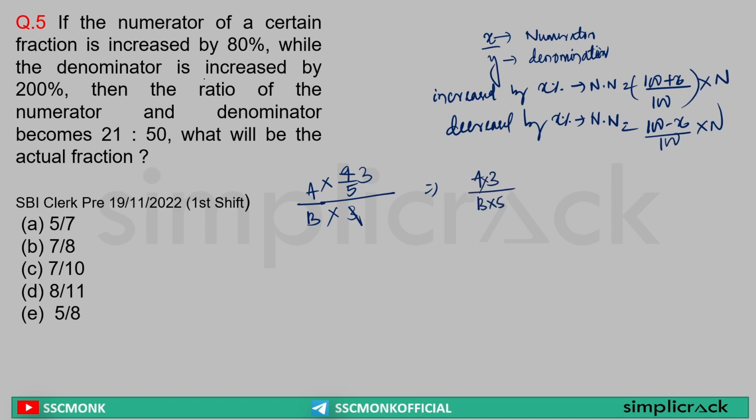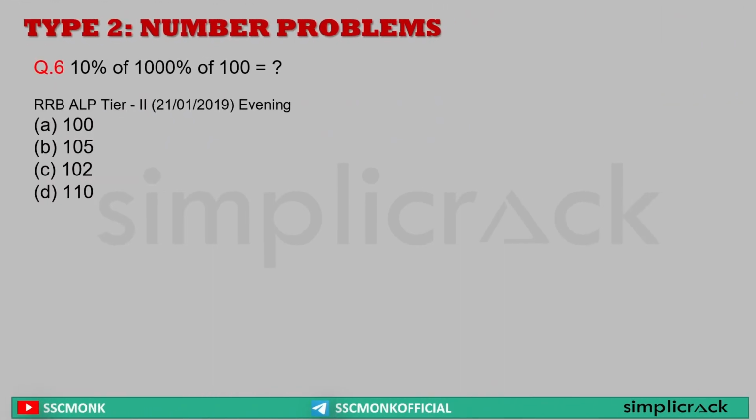Clear? Then the ratio of the numerator and the denominator, this new ratio, is equal to 21 by 50. Now 3 7s are 21, 5 tens are 50. So I can write a by b is equal to 7 by 10. That means a by b, my initial fraction, or I can say original fraction, or actual fraction. What is its value? 7 by 10. Option C. Clear?